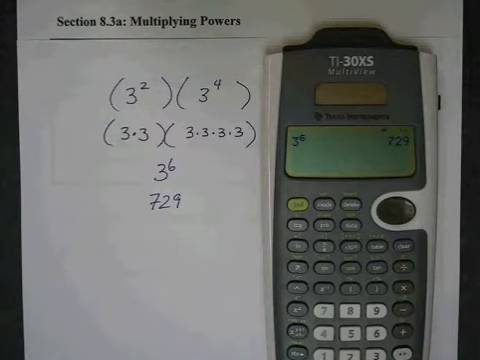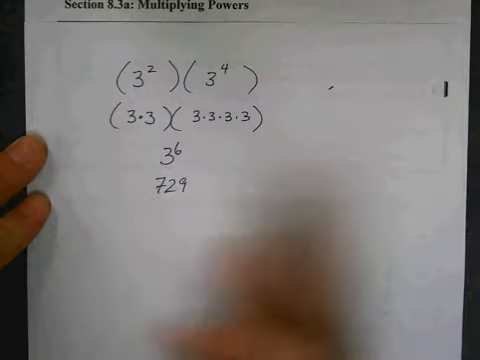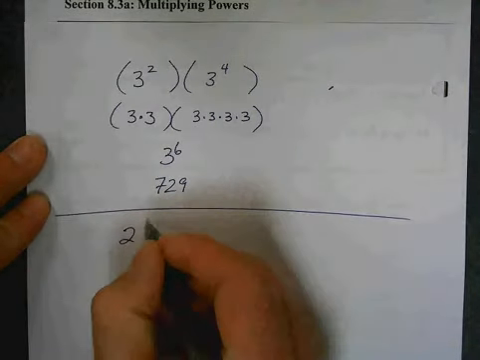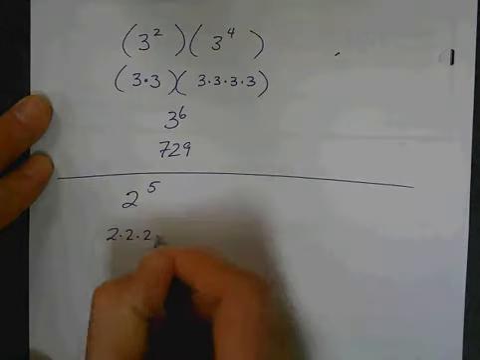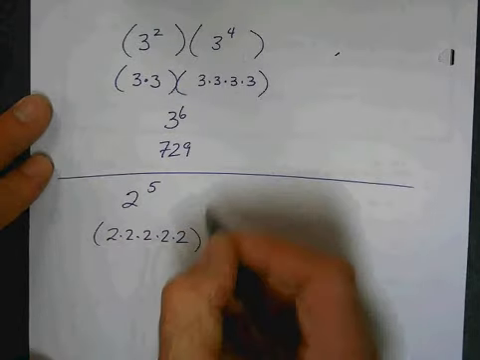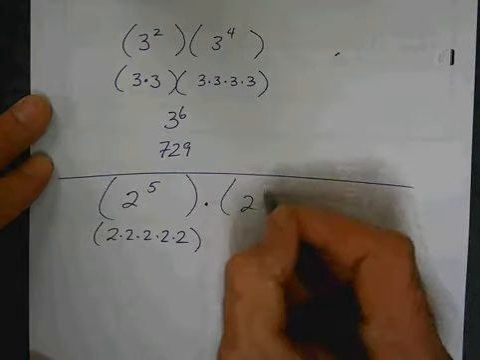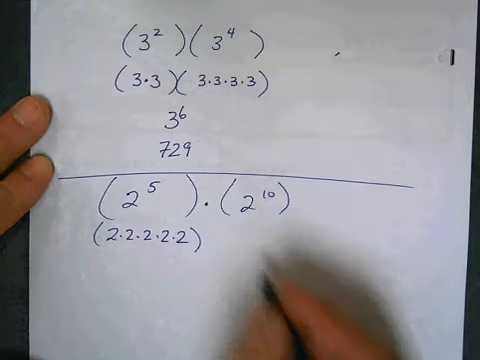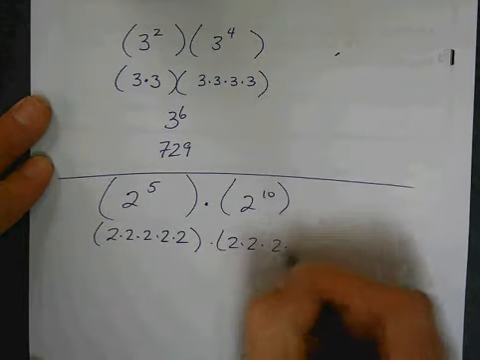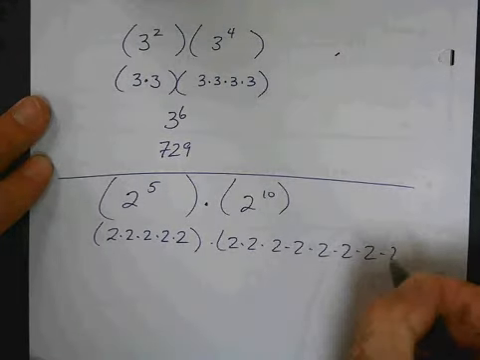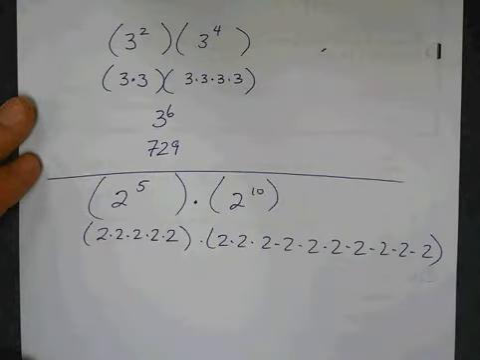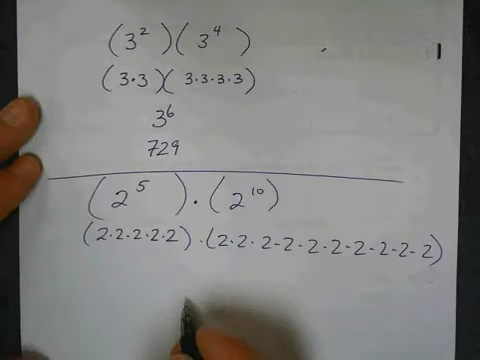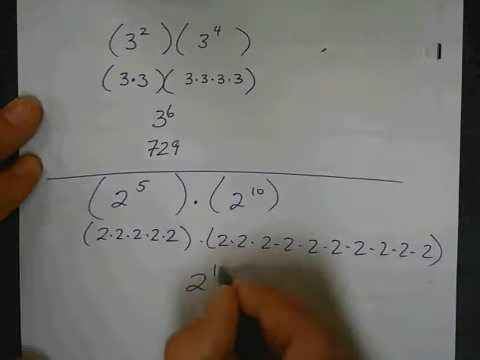Okay, let's look at another one. Slide it down. 2 to the 5th means what? 2 times 2 times 2 times 2 times 2. All right? Times 2 to the 10th means 1, 2, 3, 4, 5, 6, 7, 8, 9, 10. How many total 2's do I have? 15. So can I write this as a shortcut? 2 to the what? 15.